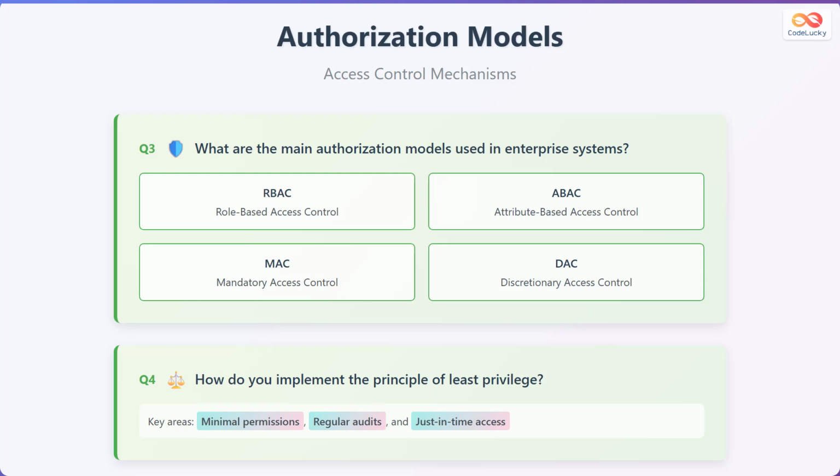The principle of least privilege is critical for security. It involves granting minimal permissions necessary for job functions, conducting regular audits to review and adjust access rights, and implementing just-in-time access for temporary elevated privileges.